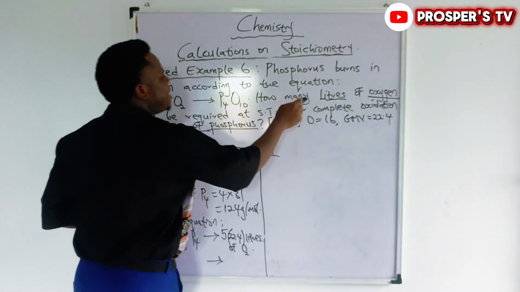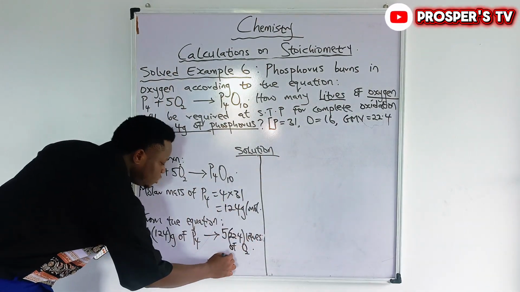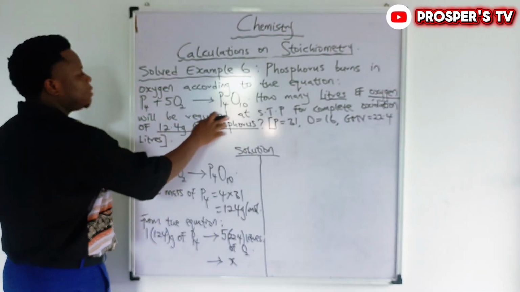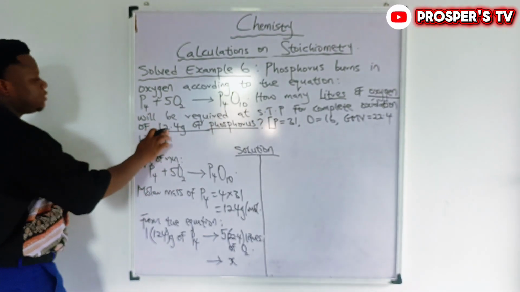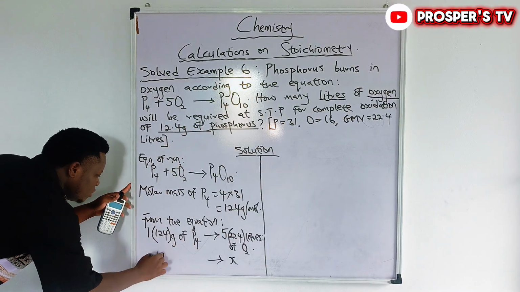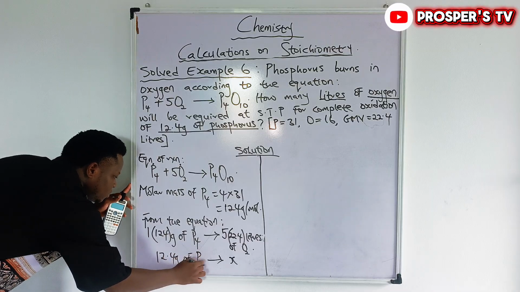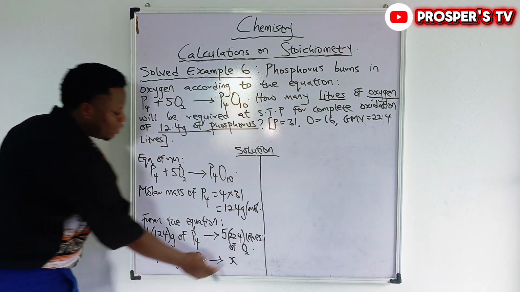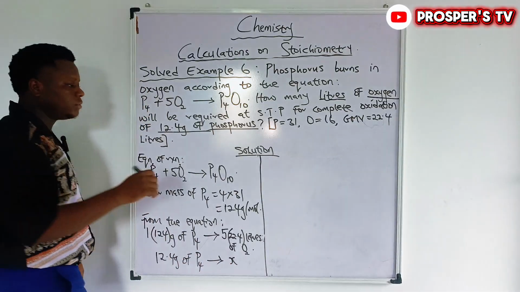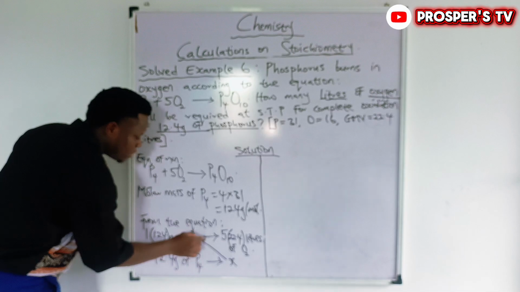So they said how many liters of oxygen. So the side of oxygen is unknown to us. How many liters of oxygen will be required at STP for complete oxidation of what now? 12.4 grams. So the side of phosphorus is having 12.4 grams of phosphorus. So we're taking the volume occupied by 12.4 grams of phosphorus to be X, which the question requires from us. So from this step, as you know, you always cross multiply.